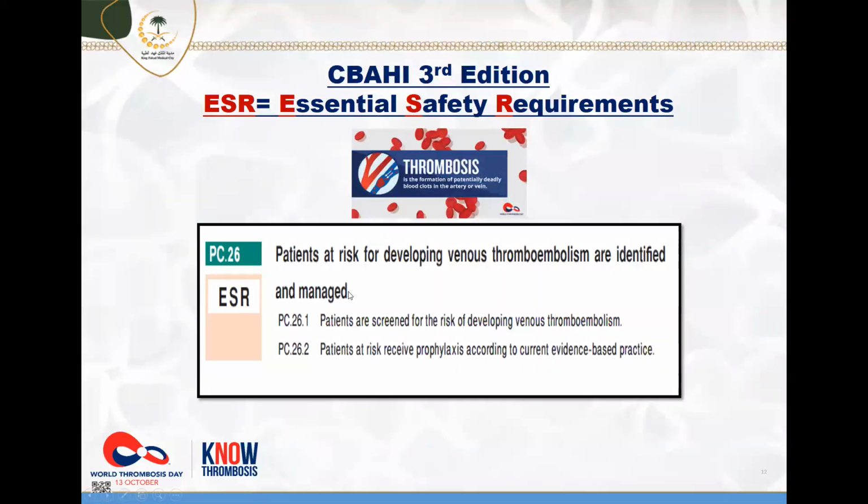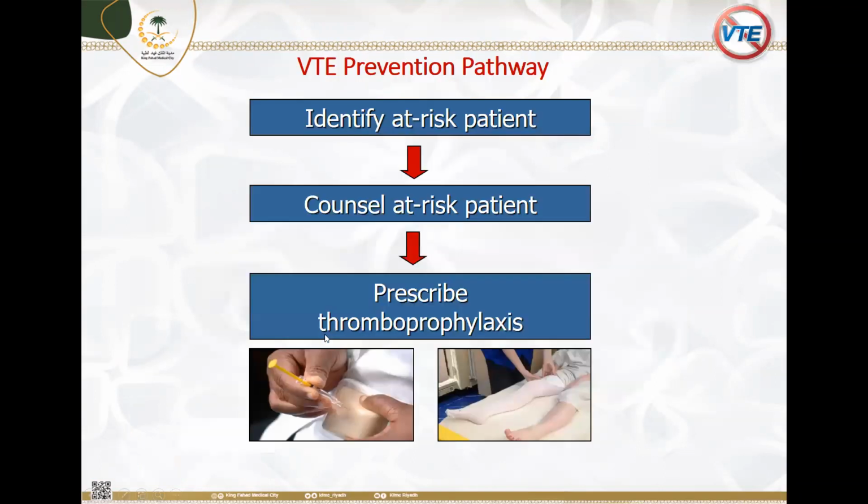We call it ESR, and it has 2 points: that patients are screened for the risk of developing venous thromboembolism. So this is risk screening. And also patients at risk receive prophylaxis according to current evidence-based practice. There are 2 points I will discuss. So we identify at-risk patients.